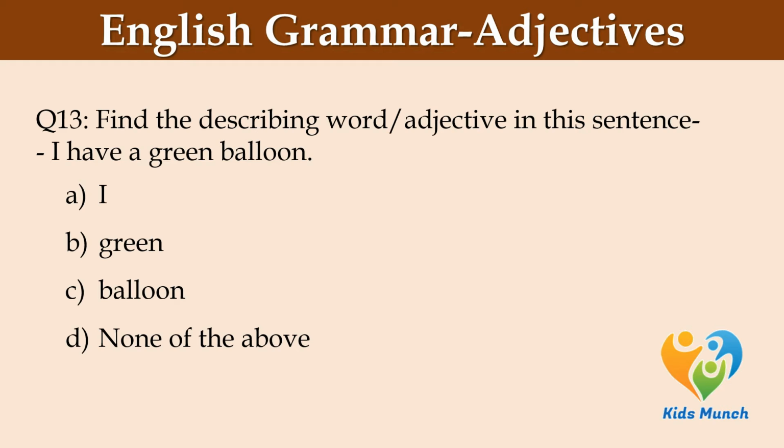Find the describing word in this sentence. I have a green balloon. Option A, I. Option B, green. Option C, balloon. Option D, none of the above.